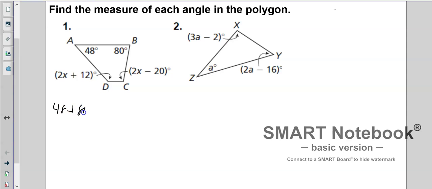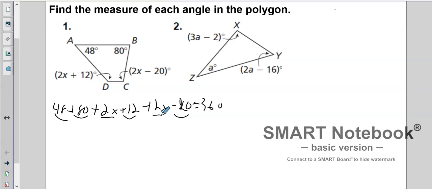48 plus 80 plus 2x plus 12, don't really need the parentheses, plus 2x minus 20, sorry, my bad, equals 360. Okay, so I'm going to combine all my numbers, 48, 80, 12, and negative 20. And I'm going to combine all my x's, 2x and 2x. So that's going to give me 4x plus 120 equals 360.